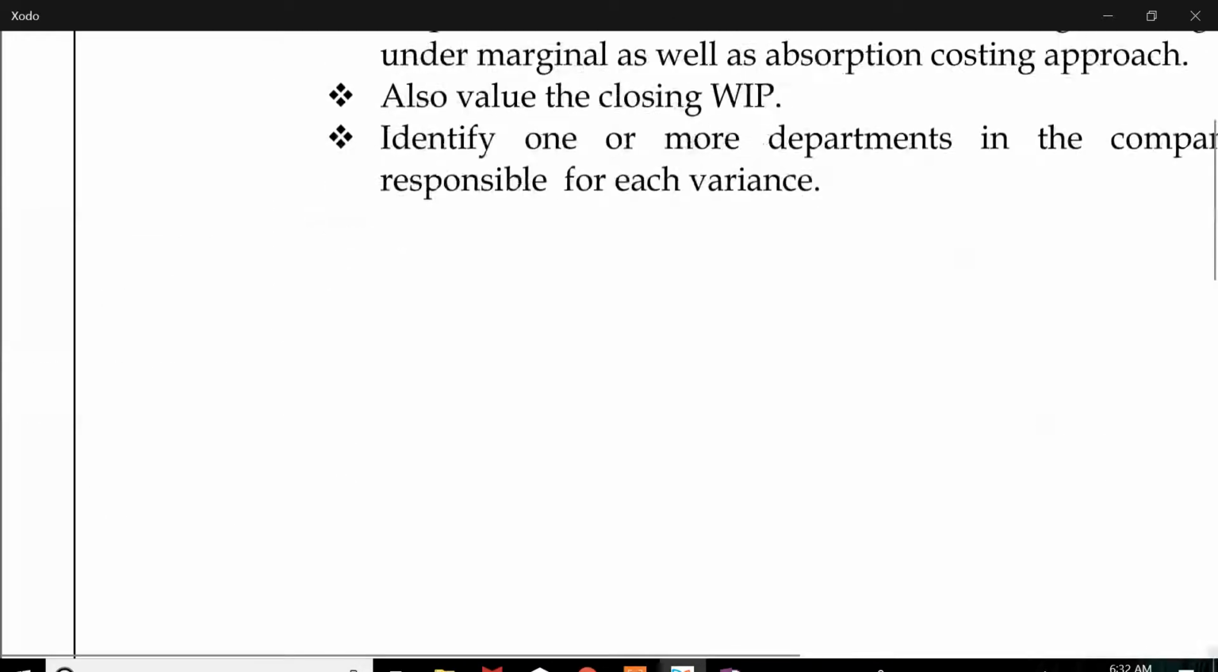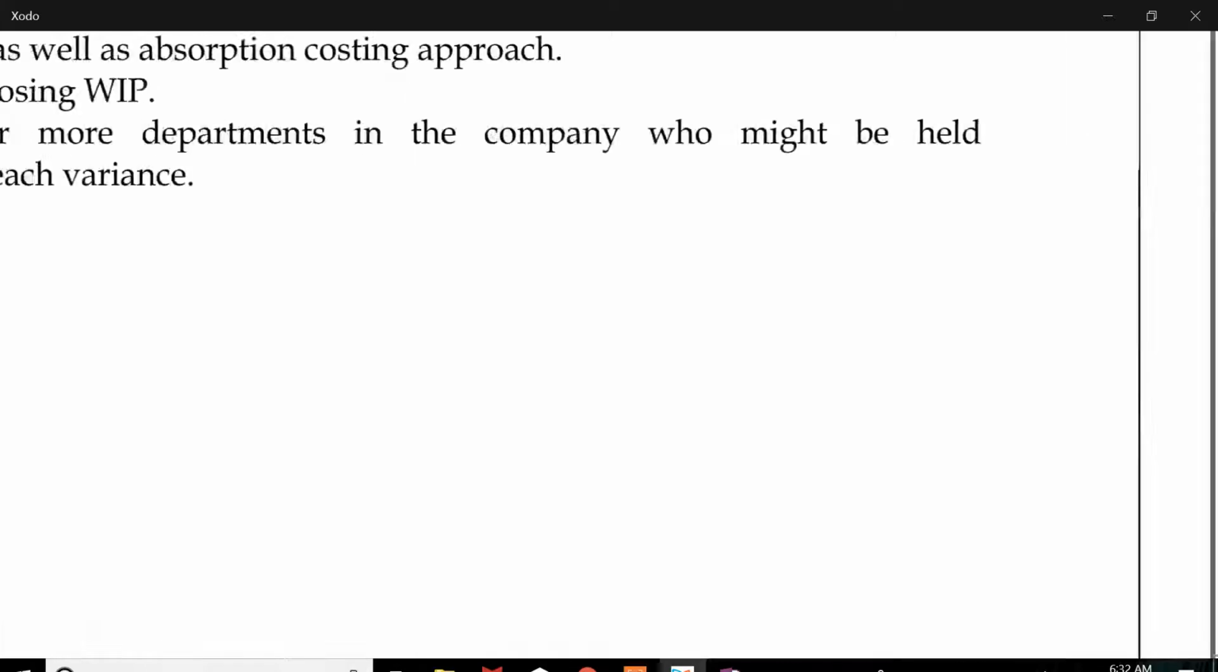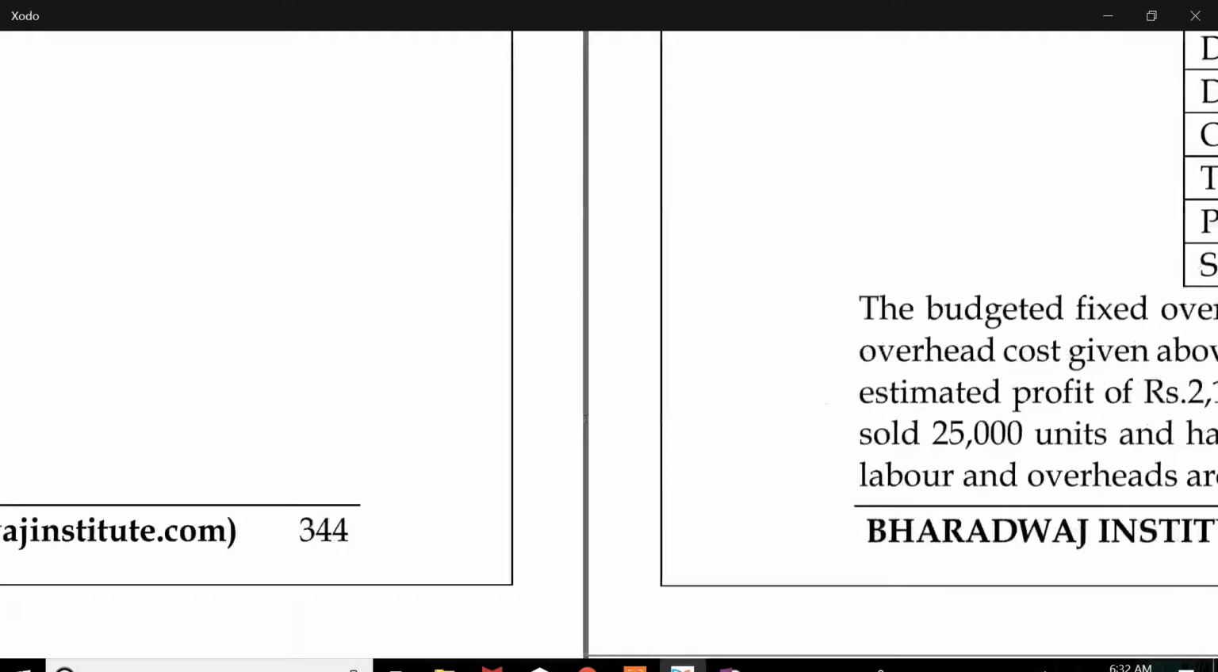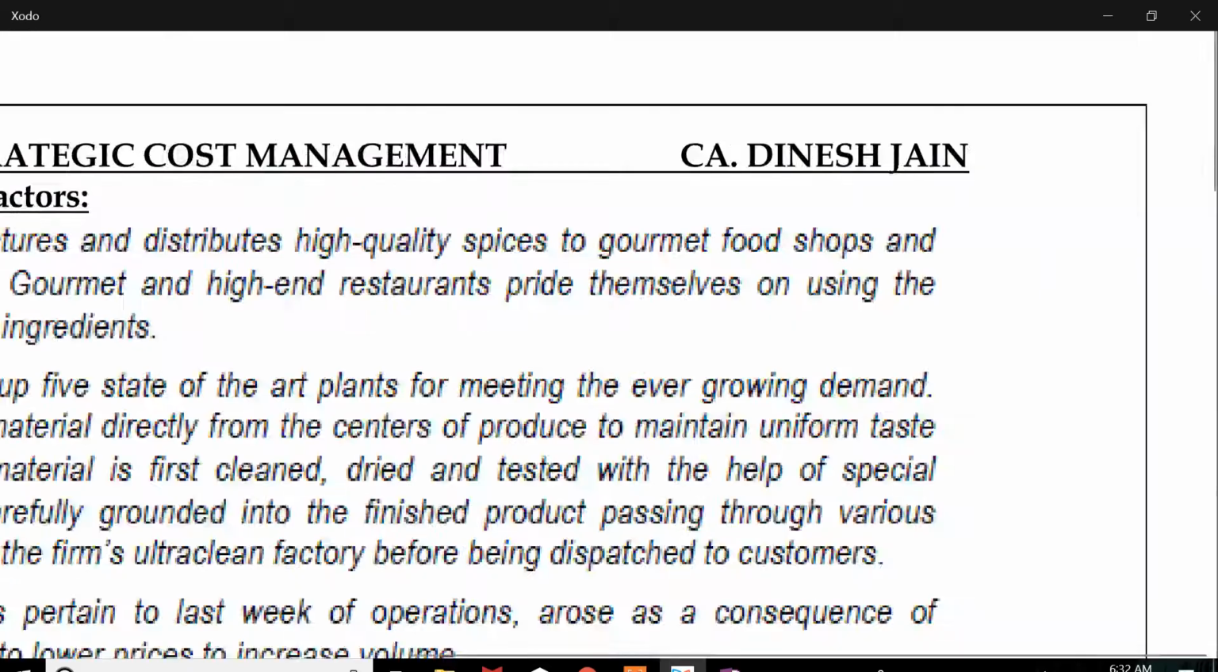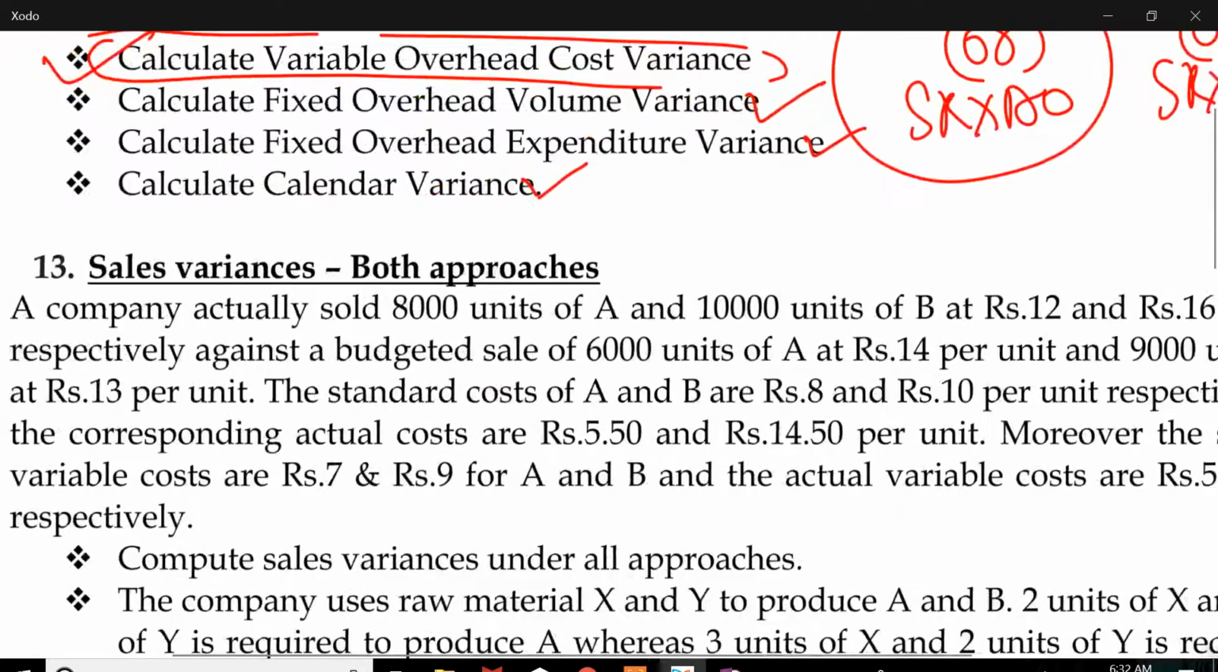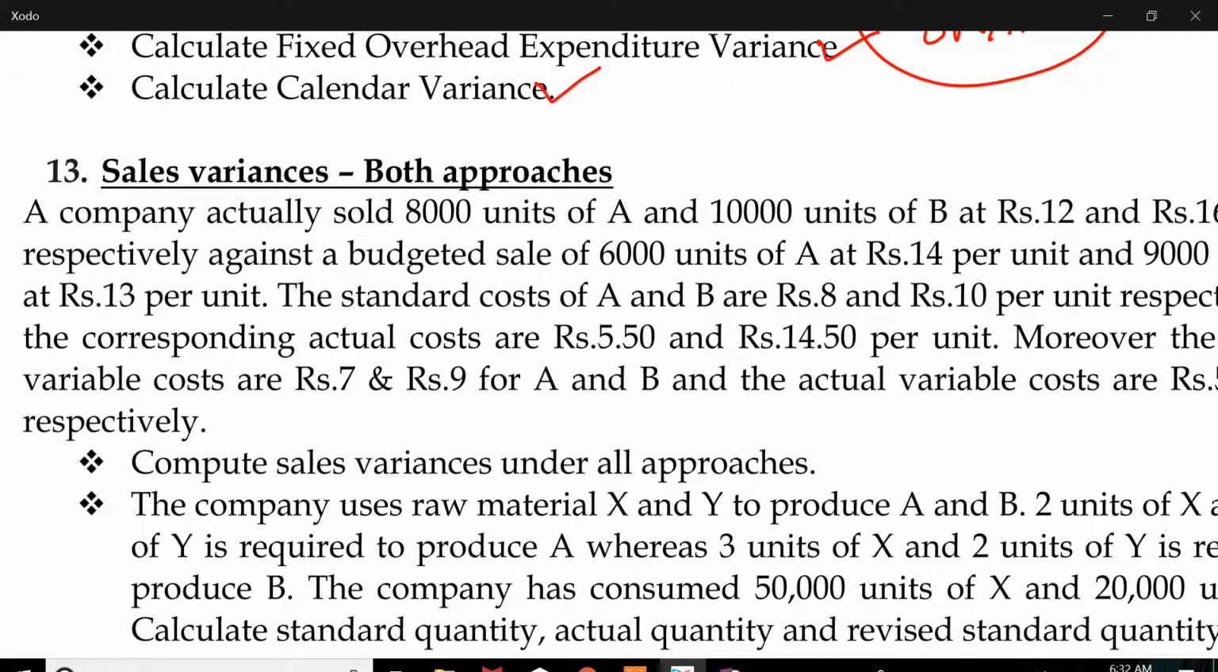Next point, RBQ equal to total of AQ in budgeted mix.